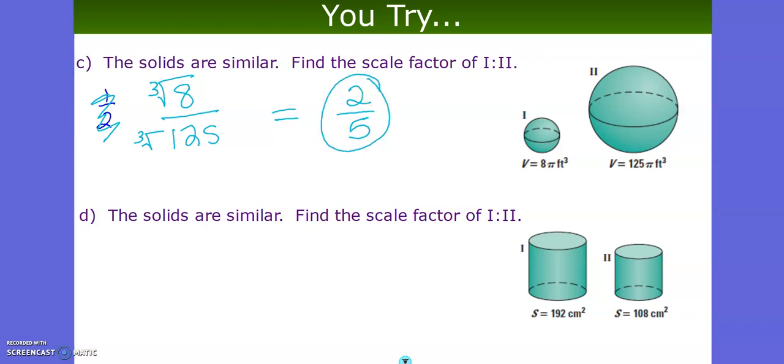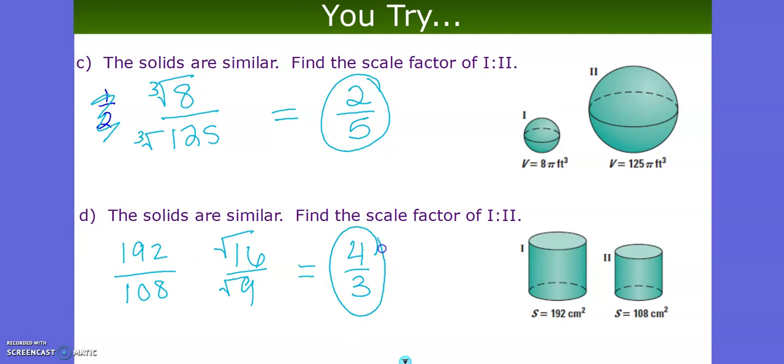Last one, the solids are similar. Find the scale factor. This is for surface area. So I have 192 over 108. You might want to simplify this to 16 over 9. And then if it's surface area, we're just taking the square root, which will give us a scale factor of 4 to 3.